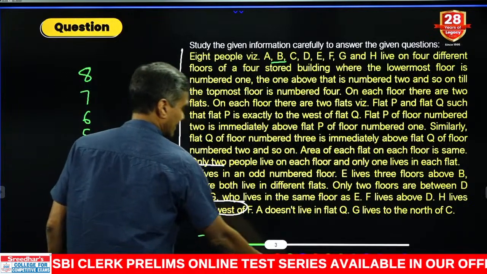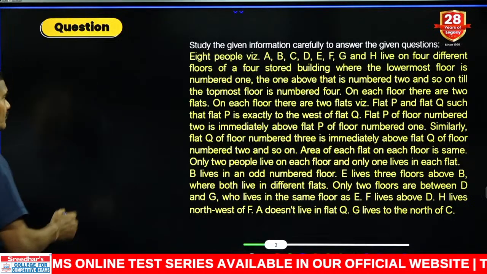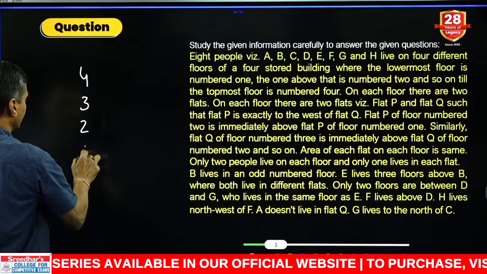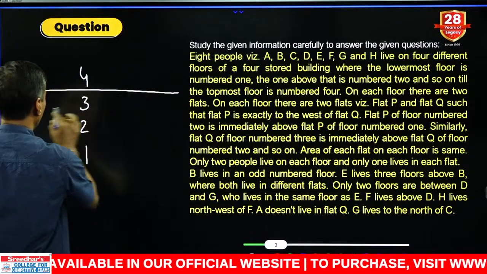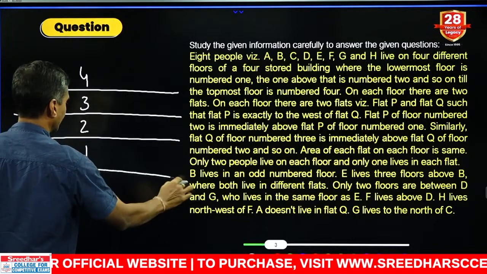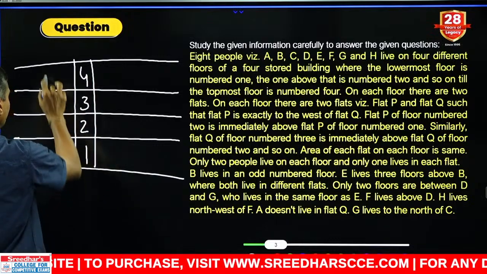Okay, then coming back to this one. Now I'll explain this one. Now how many floors are there? 4 floors. Now 4, 3, 2, 1. 4 floors are there. Each floor is having how many flats? 2 flats. And what are the flats we have? P and Q are the flats we have. Now these P and Q.